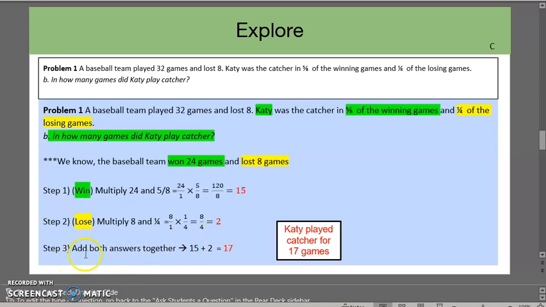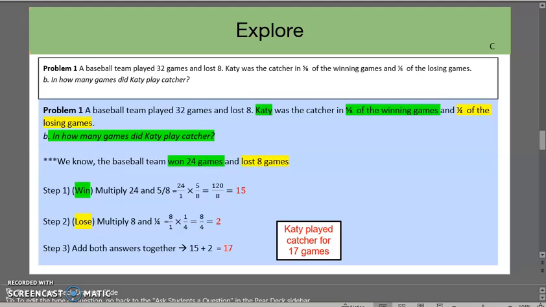And then our last step is to add both answers together. 15 and 2 gives us 17. Katie played catcher for 17 games. We're going to move on to one last problem, just for additional practice.